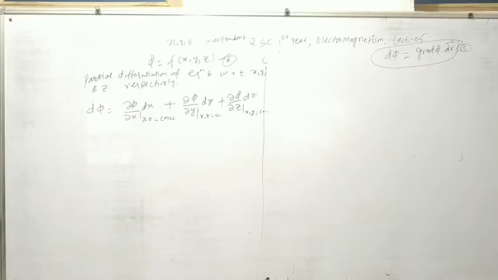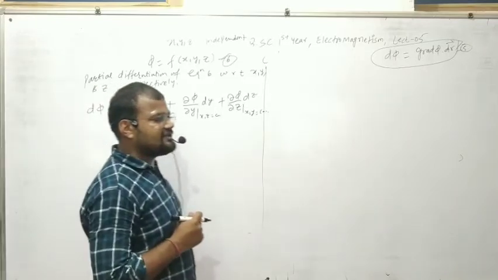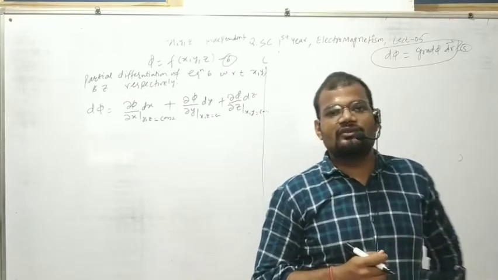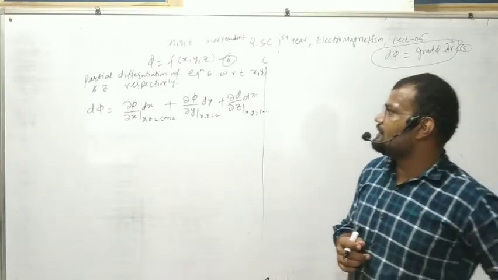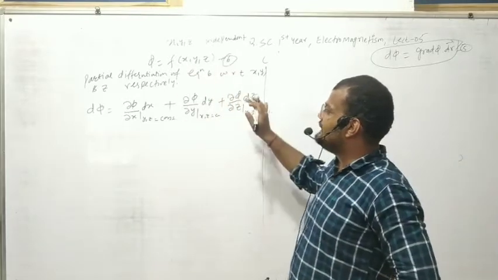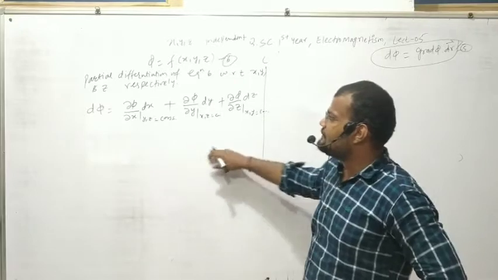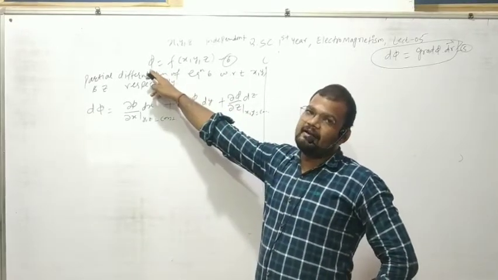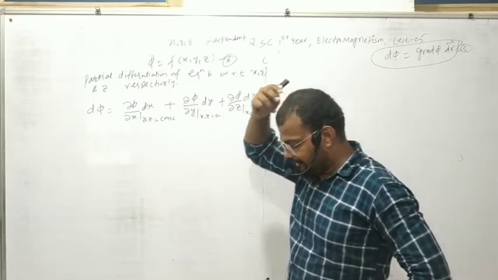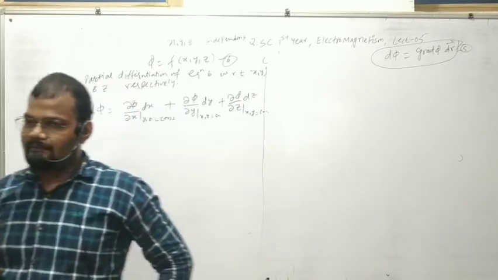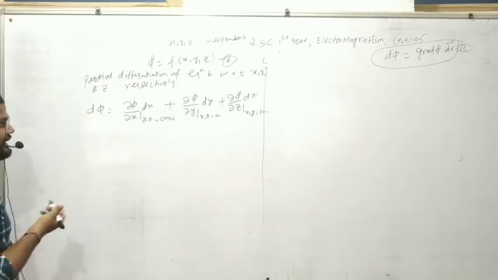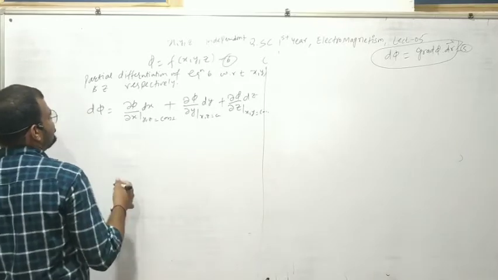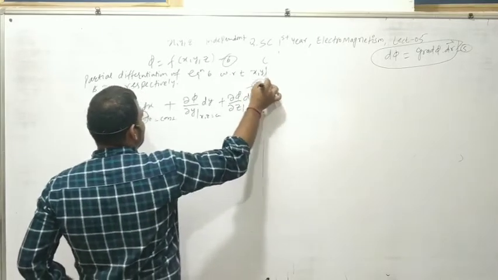So if you want to do partial differentiation of a function which is a function of coordinates x, y, z, then this will be the partial differentiation of that function. Here phi can be anything, say capital F. So this will be your partial differentiation, and this is your equation number 7.